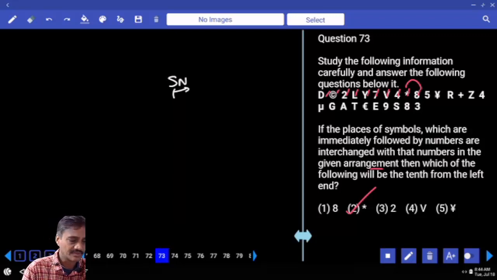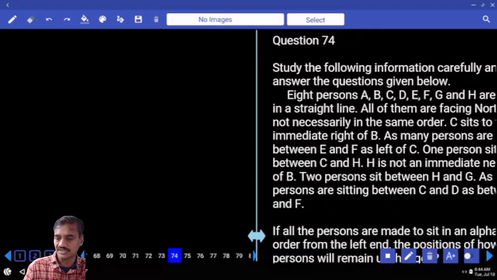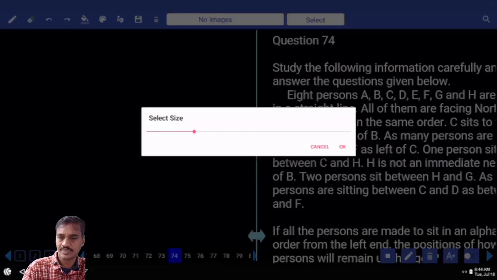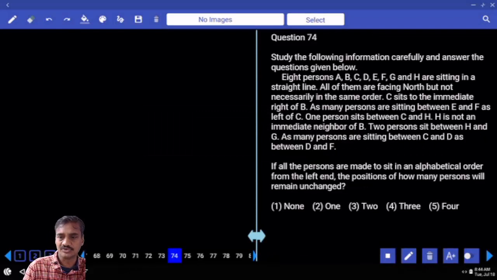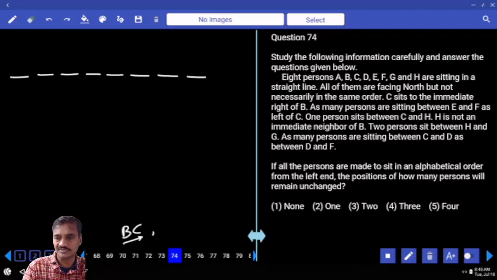Clear? Then next one, 74 to 78. Now in this 74 to 78, how many persons are there? There are 8 persons in a row, and all of them are facing towards north but not necessarily in the same order. 1, 2, 3, 4, 5, 6, 7, 8. Now C sits to the immediate right of B. C is to the immediate right of B, C and B here.